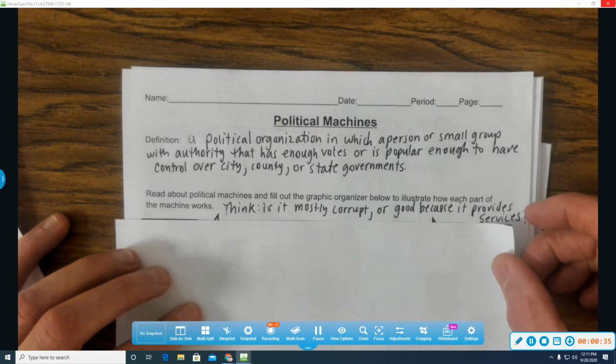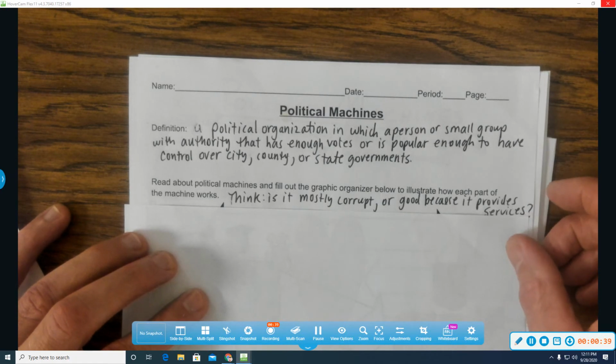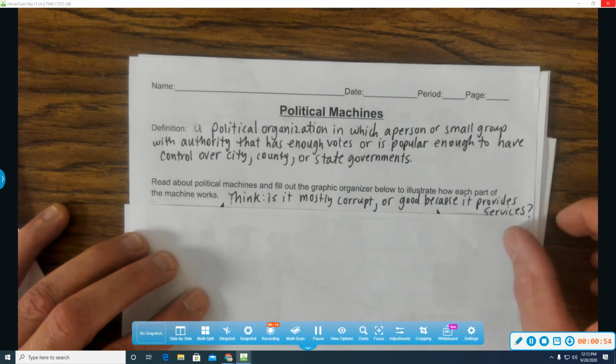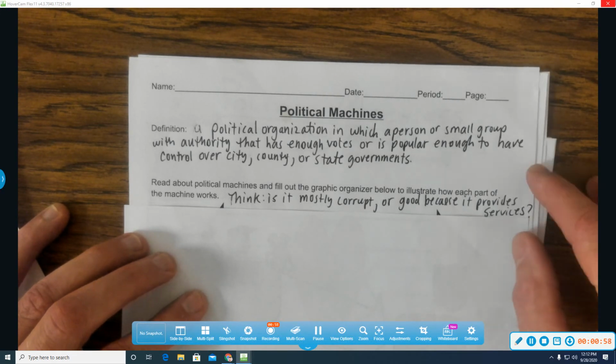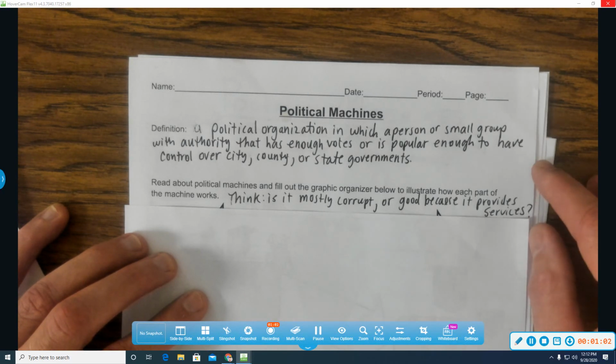Okay, so as we already read the article on William Tweed, Boss Tweed. As you were reading, you should have probably been thinking, wow, a lot of it's corrupt. It's mostly corrupt. It's like a lot of things that shouldn't be happening. But at the same time, it seemed like they were doing good things by providing services. Okay, and so which is it more?